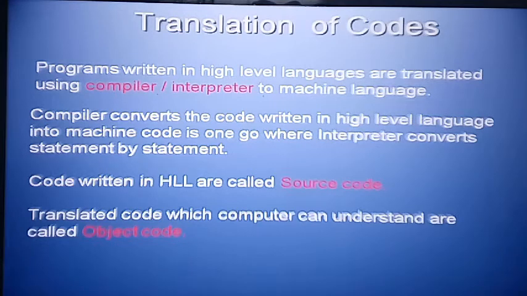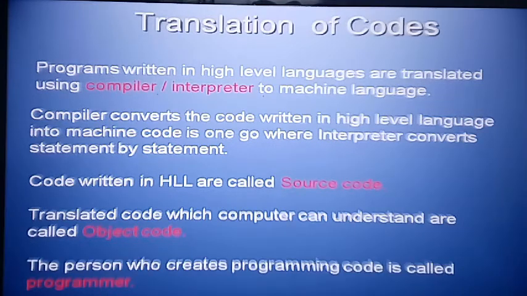What is the code? Source code. So code written in a high level language is called the source code. It means what you write in a high level language is called the source code. After then, what is the object code? So translated code which computer can understand is called the object code. Okay, it means the translator converts the code. After then, this code is called the object code, right? After then, the person who creates the programming code is called the programmer. It means the person who writes the program is called the programmer.